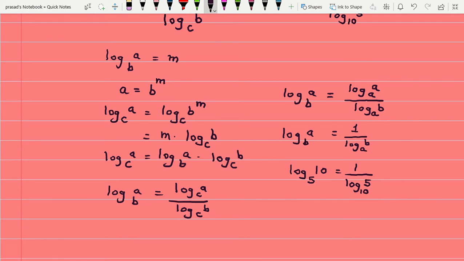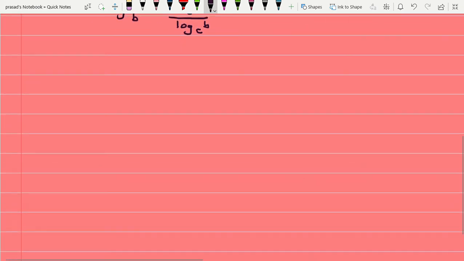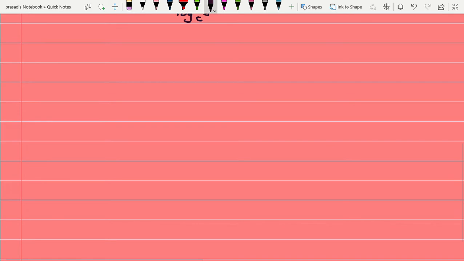So let us see some of the problems depending on this. So the first one, find to 3 significant figures, log 15 to base 9. Now, last time I have already discussed two logarithms on your calculator.